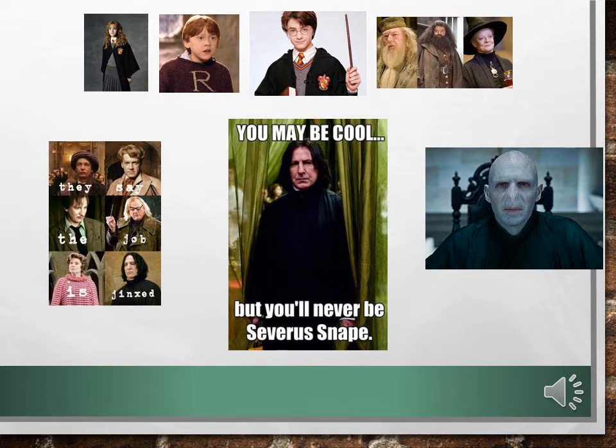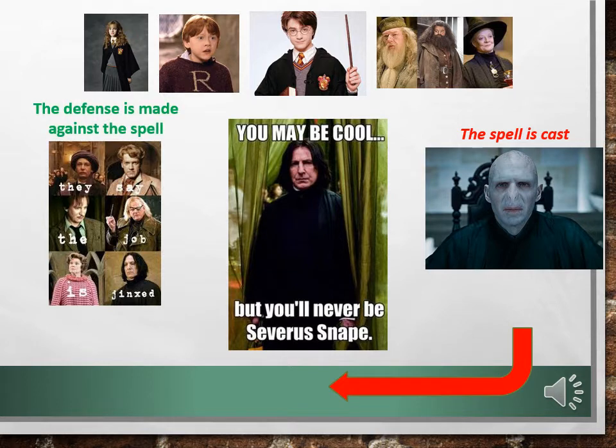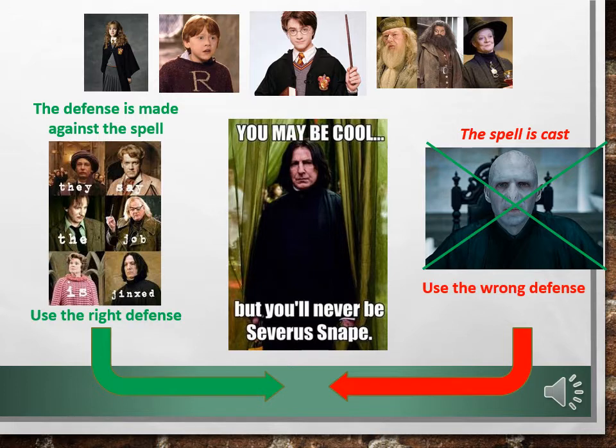But here's the thing, Snape wants to teach kids like Harry how to survive when somebody like Voldemort casts a spell. And here's how it works. The spell is cast by Voldemort, and once the spell is cast, the defense is made against the spell. Now, use the right defense, and you can defeat the spell, and you can defeat your enemy. Use the wrong defense, and you're done.